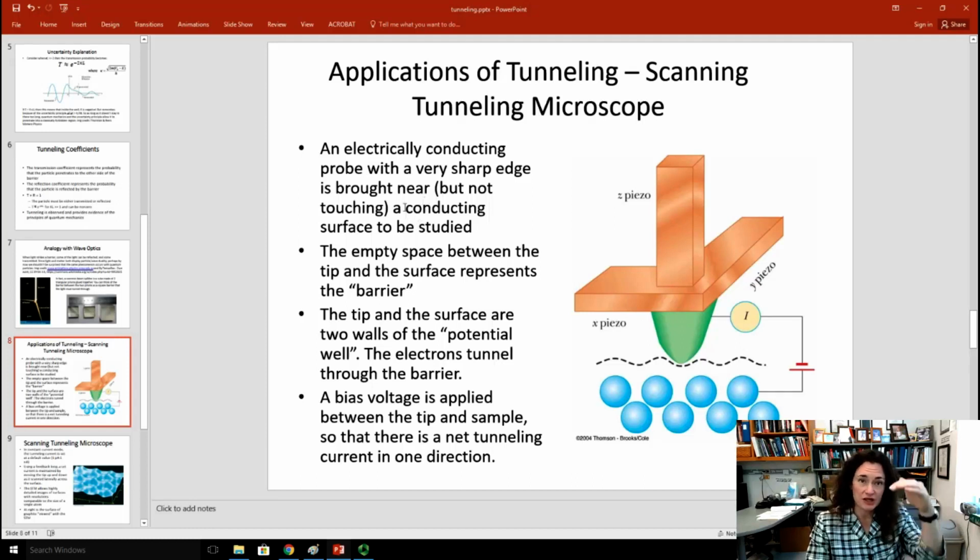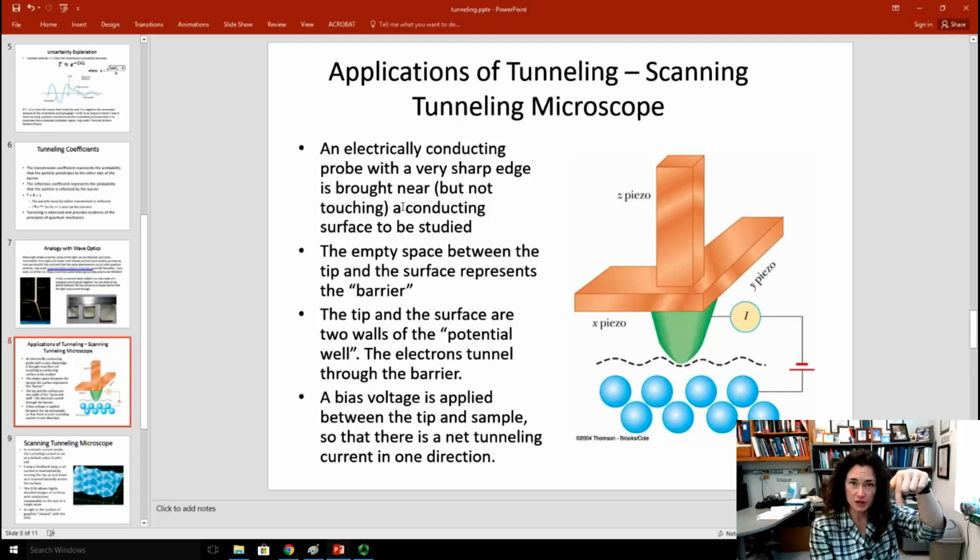So you bring the tip close to the surface, but not touching the surface, okay? And then what happens is a tunneling current is established because electrons tunnel through from the tip to the sample, and from the sample to the tip, actually. It can go both ways, all right? The empty space in between the tip and the sample represents the barrier that the electrons have to tunnel through, all right? And then the tip and the surface are the two walls of the potential well. So then the electrons tunnel through that barrier.